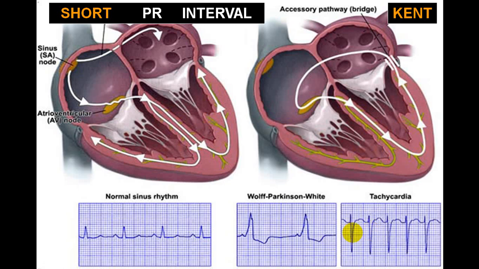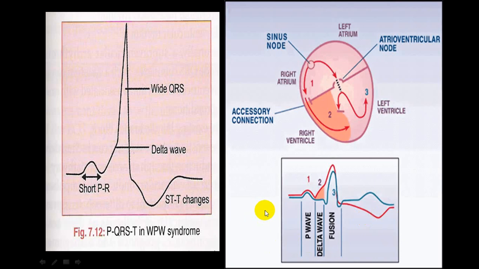And it will usually produce a short or narrow QRS complex tachycardia. And sometimes, because of aberrant conduction, you can have a broad QRS complex tachycardia, but it will be supraventricular tachycardia, not ventricular tachycardia. So here you can make out very clearly a short PR, and there is a little notch. This is called the delta wave. That is because of passing through the accessory bundle here. And that is very, very characteristic.